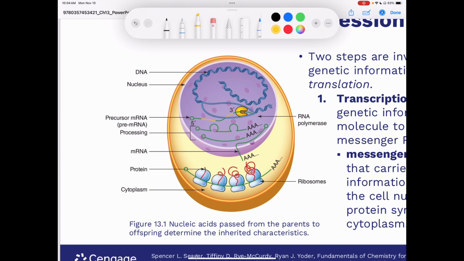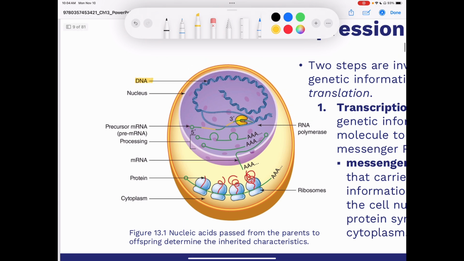The figure shown here summarizes the mechanisms for the flow of genetic information in the cell. So we have the DNA, which is going to be transcribed into pre-mRNA and then edited, resulting in mRNA. The mRNA is then exported into the cytoplasm, where the tRNA molecules and ribosomes translate it into a protein.